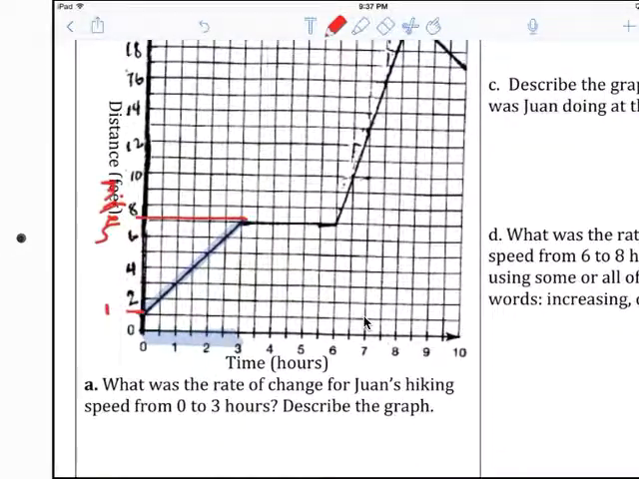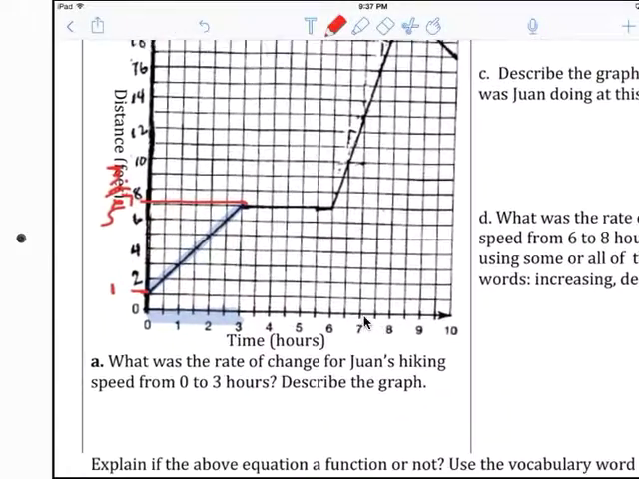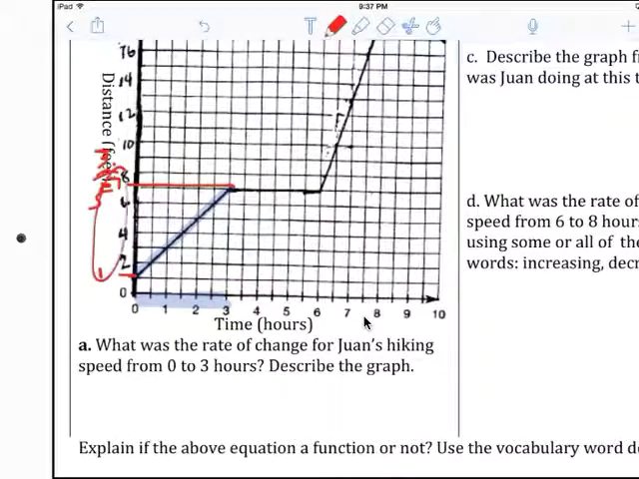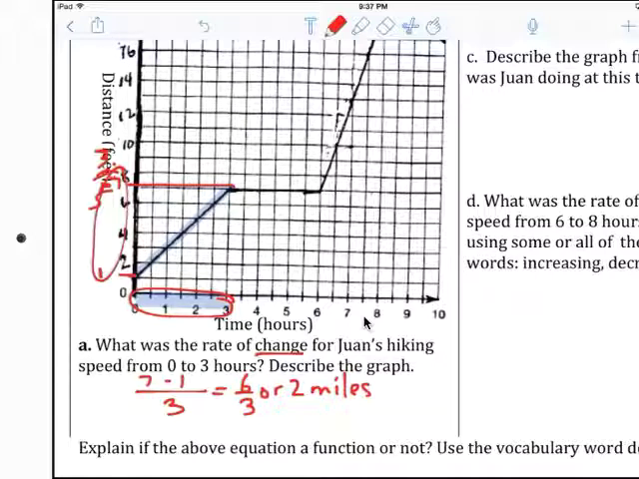To 7 miles right here. So the change in miles is 7 minus 1 over the change in hours, which is 3. It's the rate of change, so it's distance over time: 6 over 3, or 2 miles per hour.